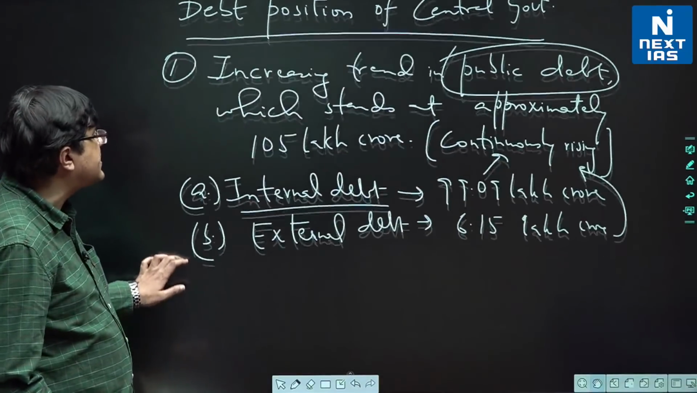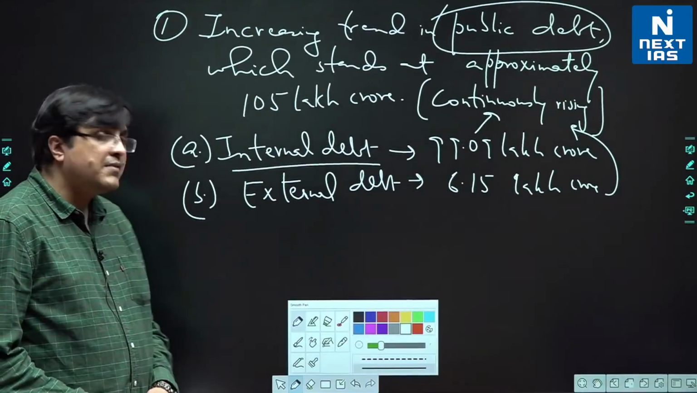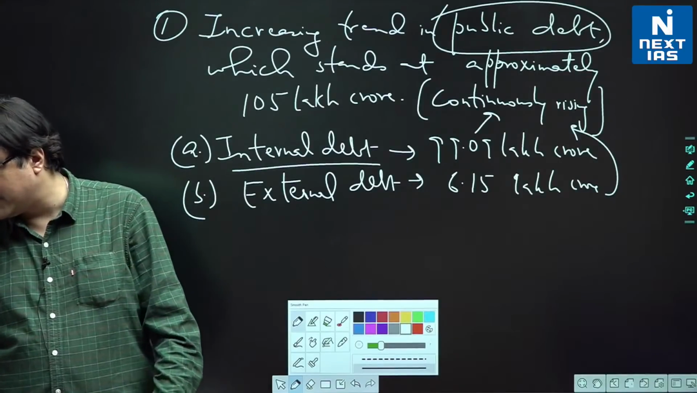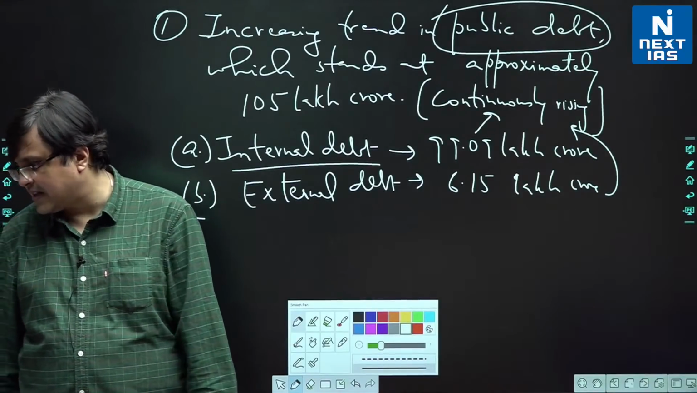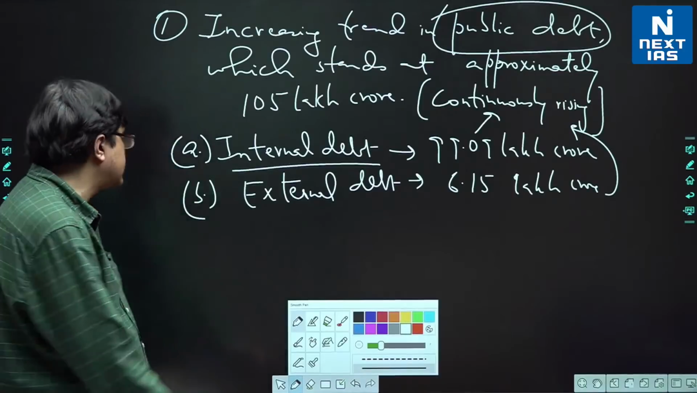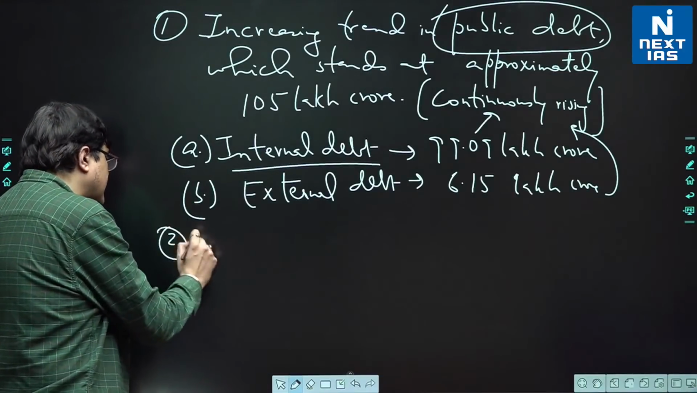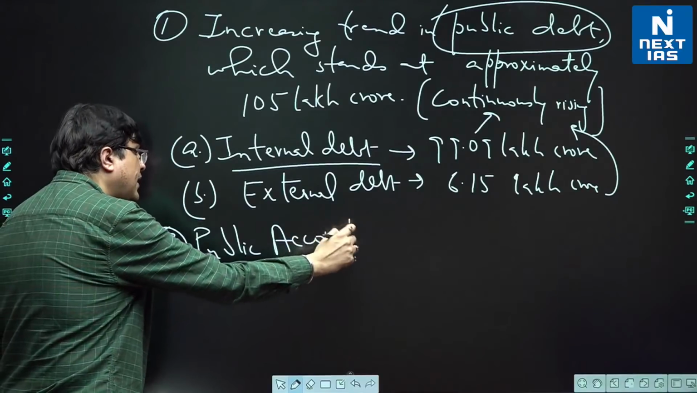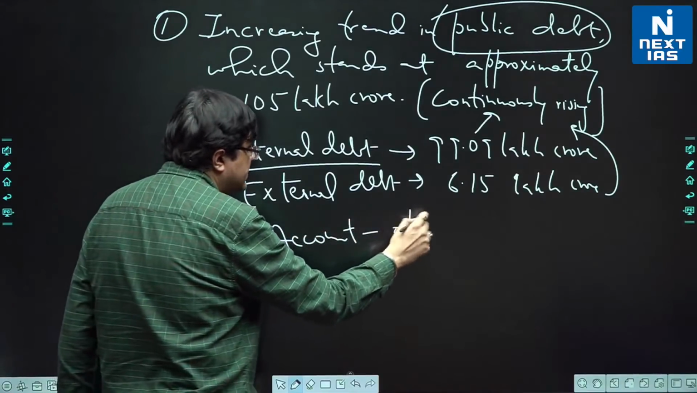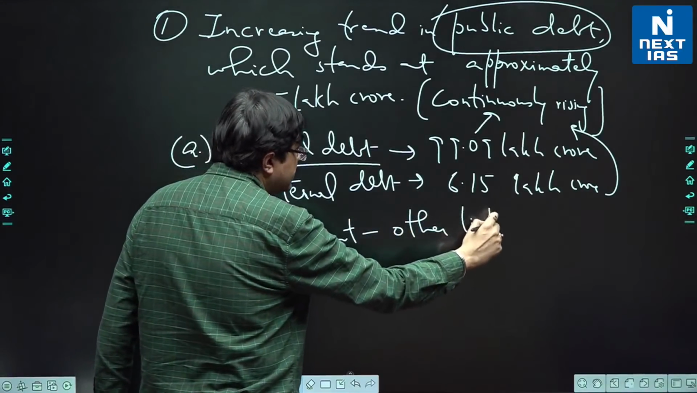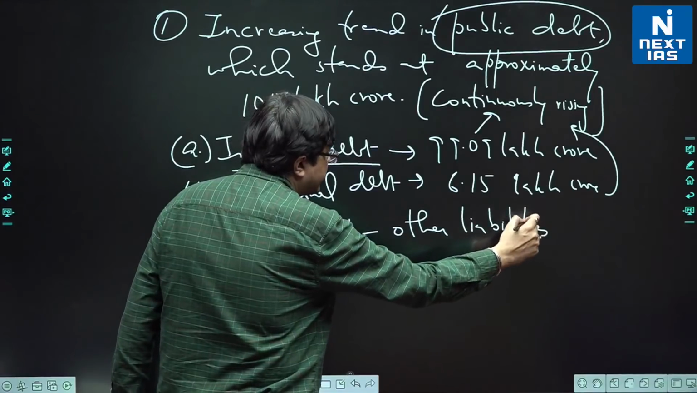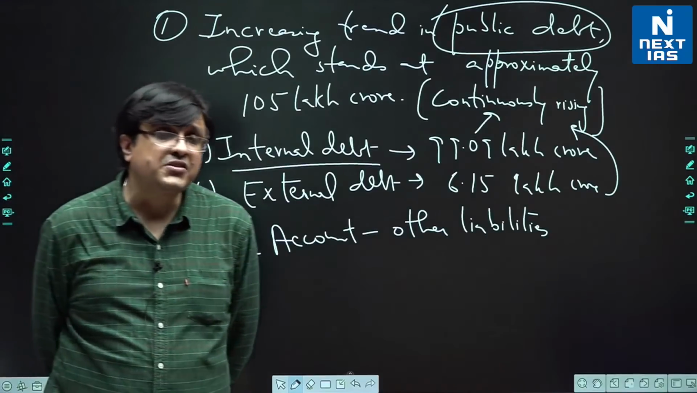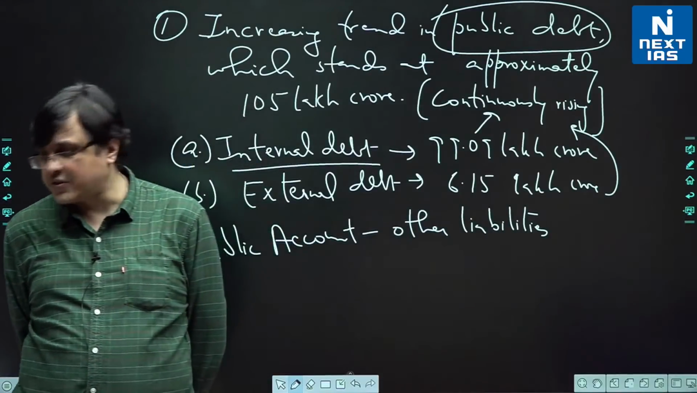But government debt doesn't only consist of public debt. Government debt also includes the public account liabilities. That is the other liabilities that you see on public accounts. So it also includes public accounts. These are mainly other liabilities, as we call it. These are liabilities which are called extra budgetary borrowings.